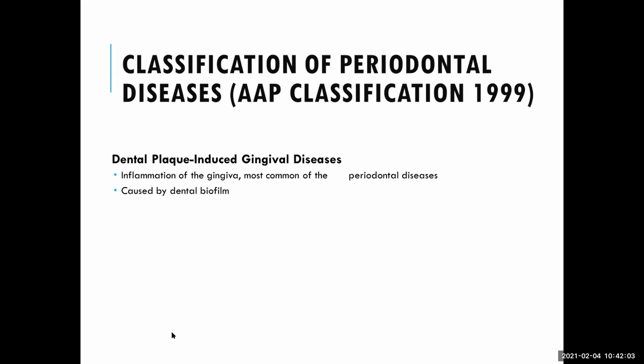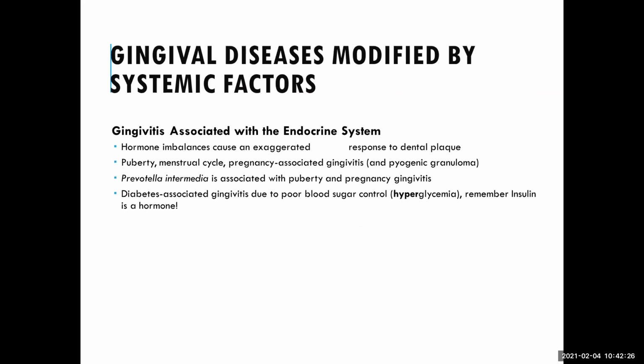So we've got our classification of periodontal diseases, and it's just changed. You have to know the 1999 classification, and you have to know the 2017 classification. So the 1999 was plaque-induced gingival diseases, okay? And they had a whole stream of plaque-induced gingival diseases. You have gingivitis associated with the endocrine system, hormones, puberty. Now look at this: your Prevotella intermedia, your P. intermedia, this is a bug, is associated with puberty and pregnancy gingivitis.